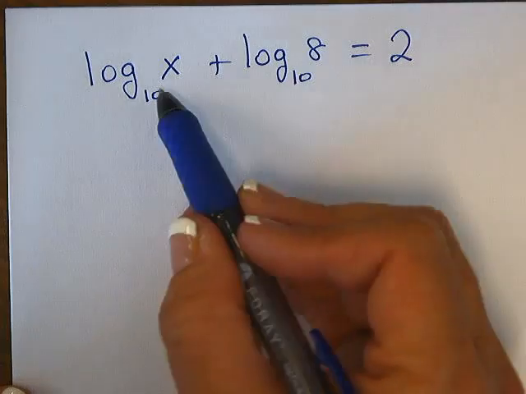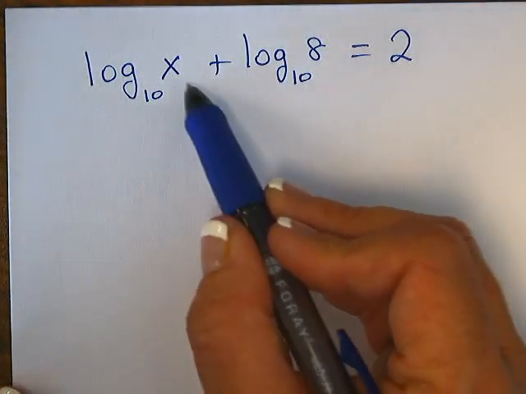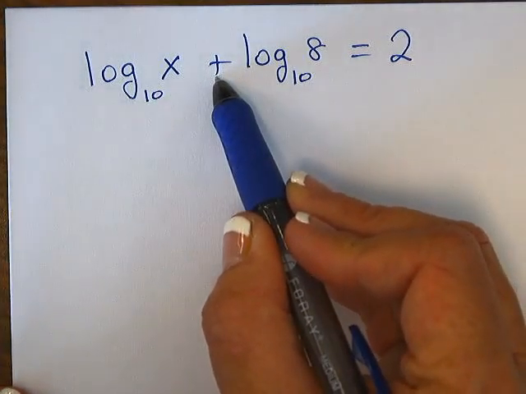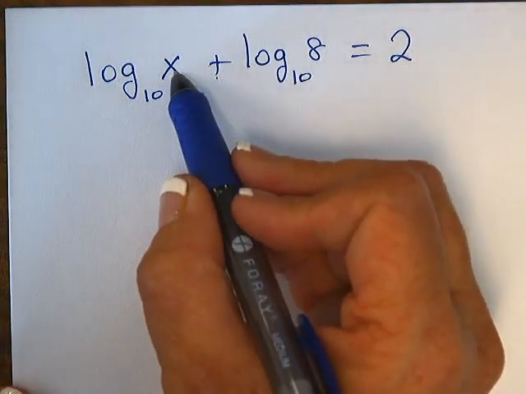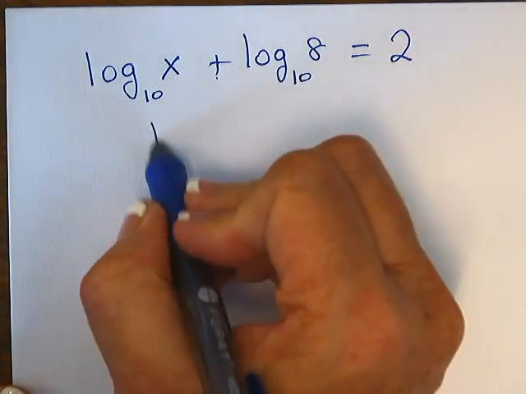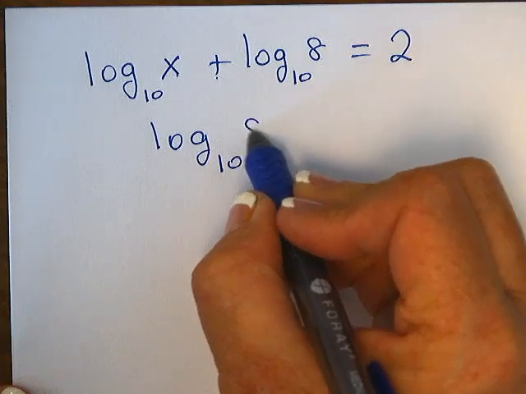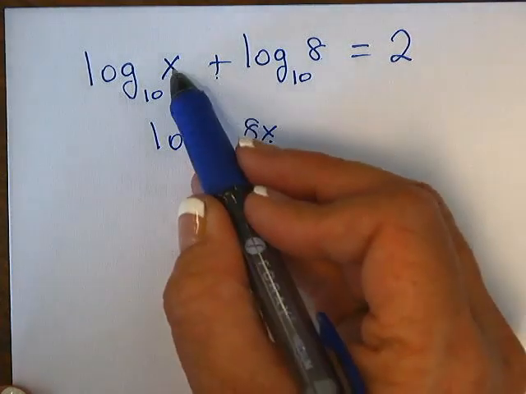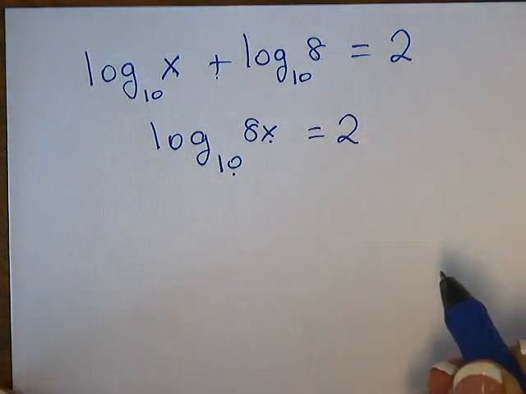Now before we can do anything, we have to combine these logs or condense them. Because the operation between the two logs is addition, we're going to be using our product property, which says that we can combine these two logs into a single log with the same base by multiplying our values. So we get log base 10 of 8x, because x times 8 is 8x, is equal to 2.